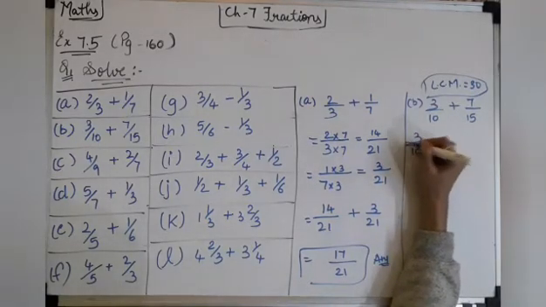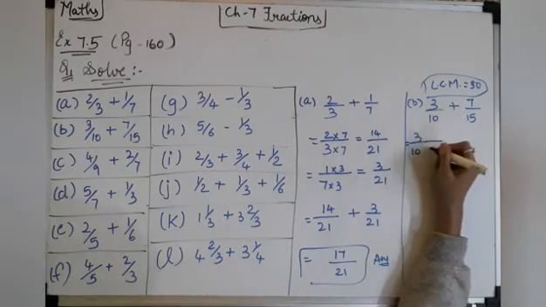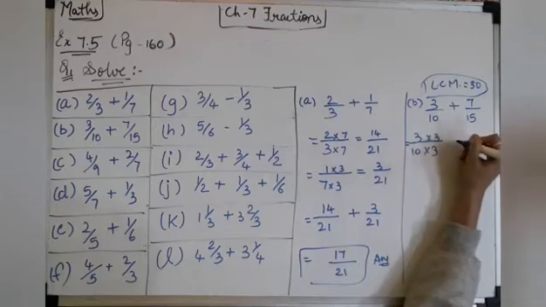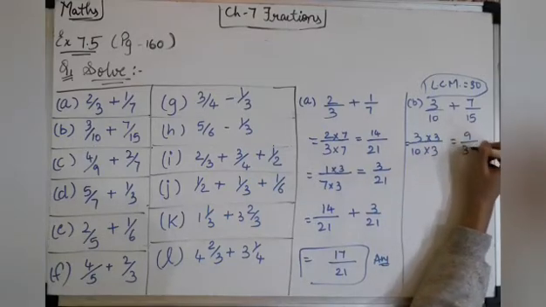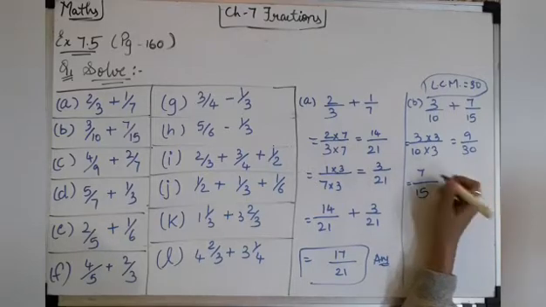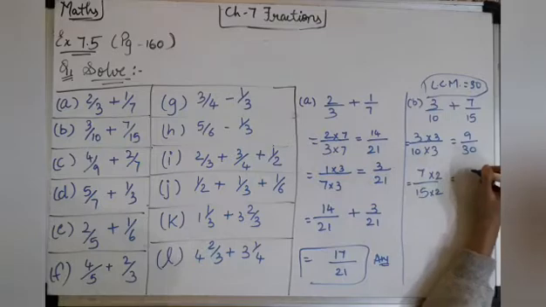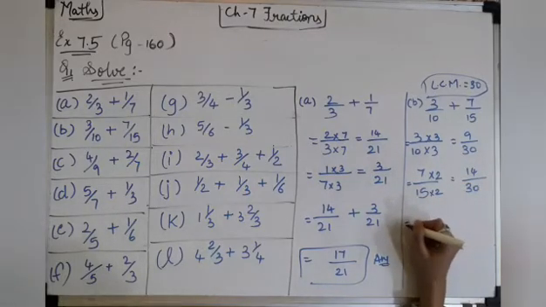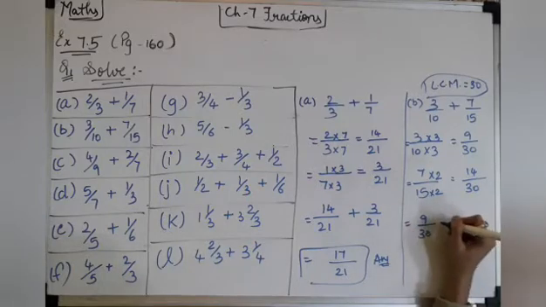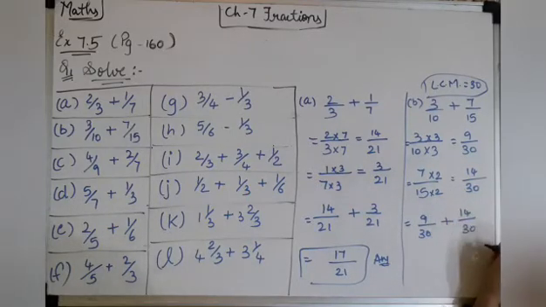3 upon 10. If we want 30 in the denominator, by which number will we multiply? We will multiply by 3, and in the numerator also. 3 threes are 9, so 9 upon 30. 7 upon 15: does 30 come in the 15 table? Yes, 2 times, so in the numerator also 2. 7 twos are 14 and 15 twos are 30. So here we got 9 upon 30 plus 14 upon 30.